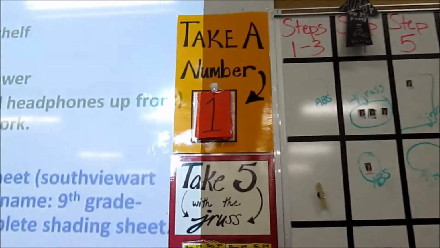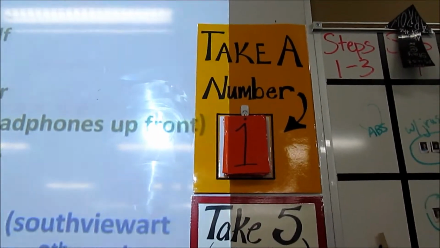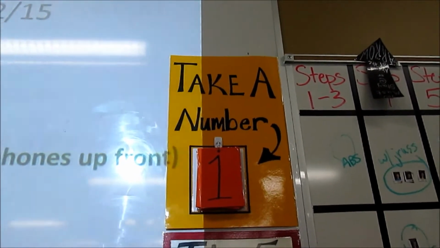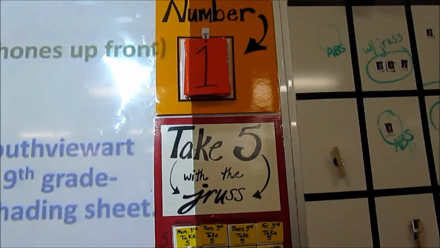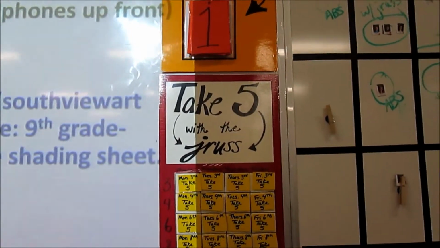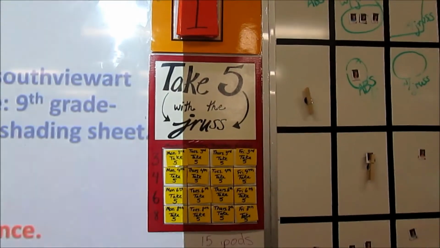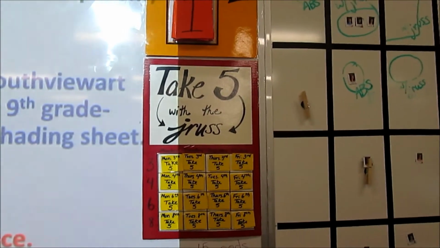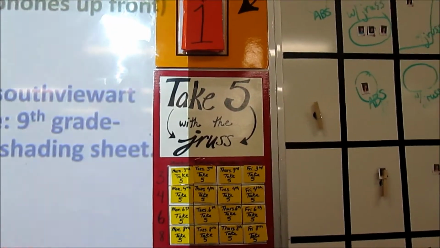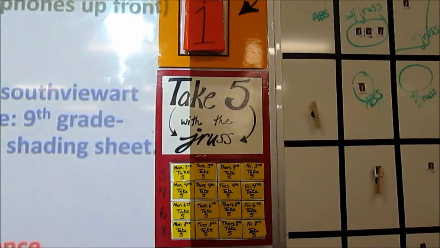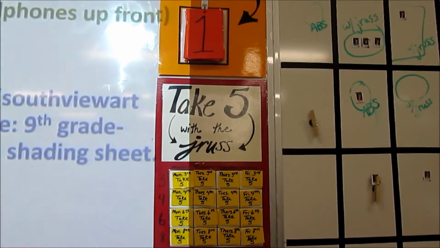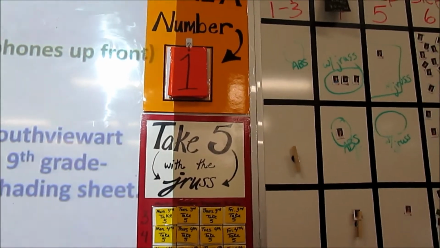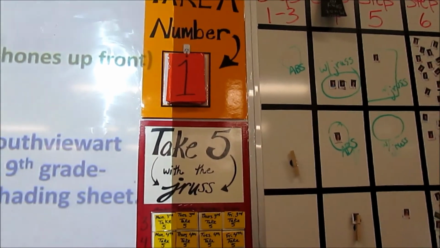Then to deal with questions that come up, I have a take a number system, which is like an ask and answer, and then I also have a take 5 with the JROS, that's what they call me, which is if students need more of my time. So these are cards that students can use to check out 5 minutes of my time. And I can get more into how I actually organize the classroom later, but I think this is very teacher specific and student specific.